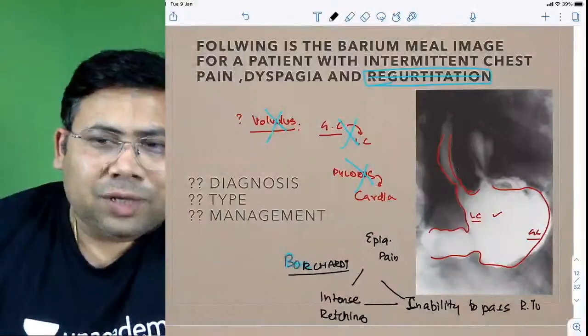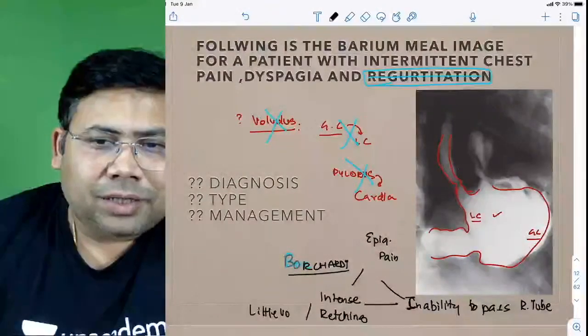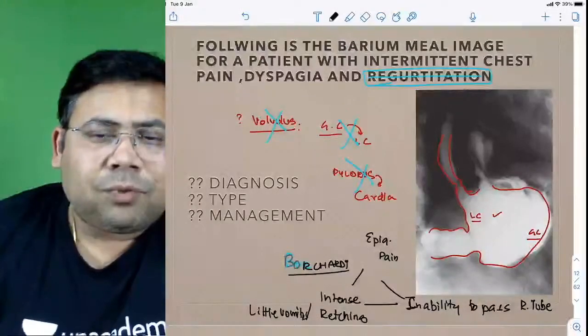Inability to pass the Ryle's tube. Bache, there is nothing like that here. Yes or no? Intense retching with little vomitus. Yes. This is what is known as Borchardt's triad.